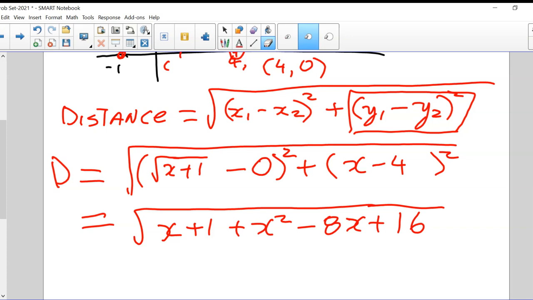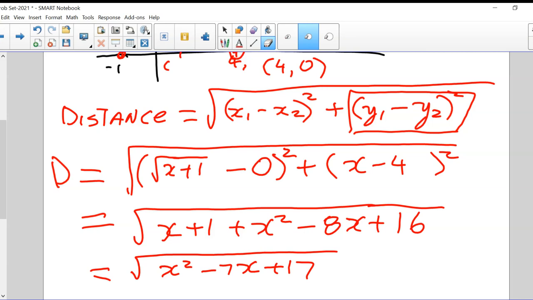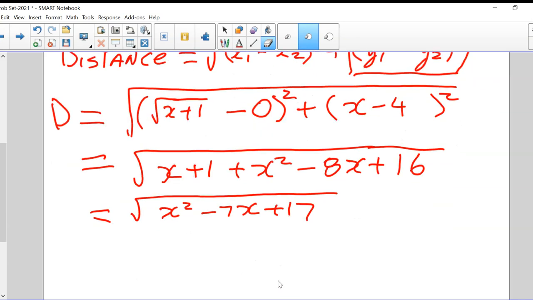Okay, all right, hopefully everybody follows that. Well, let's simplify this. So I'm thinking x squared minus 7x plus 17. I think I did that right. X squared minus 7x plus 17. Yeah, that seems okay. And this is my distance formula based on the value of x.